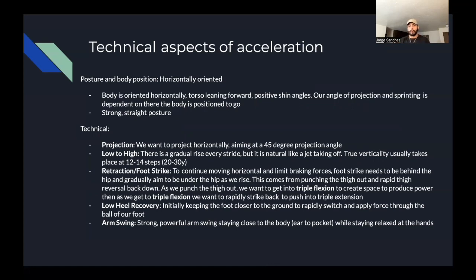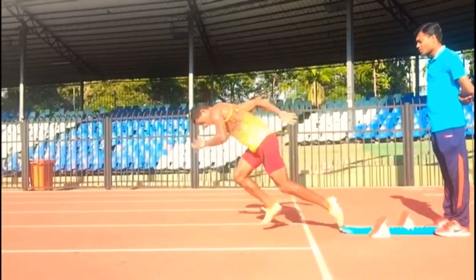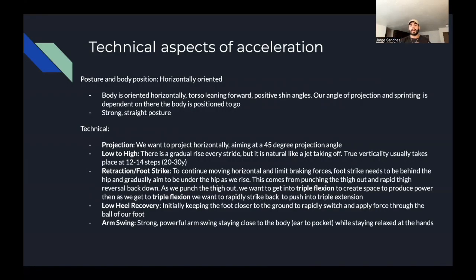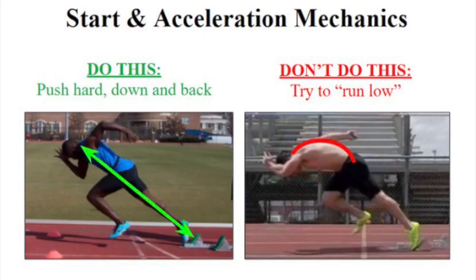But if my head is forward, my torso is forward, and my shins are positive, I'm going to be in a good position to move horizontally because my body's telling me I want to go there. It's pointing in that direction, and so that's where I'm going to go. Now, from a technical perspective, we want to first project horizontally, aiming at a 45-degree angle. Then from there, we want to maintain that low positive angle to shoot out and not up. So that's that sprinting low that people talk about in order to maintain that drive phase and accelerate well.